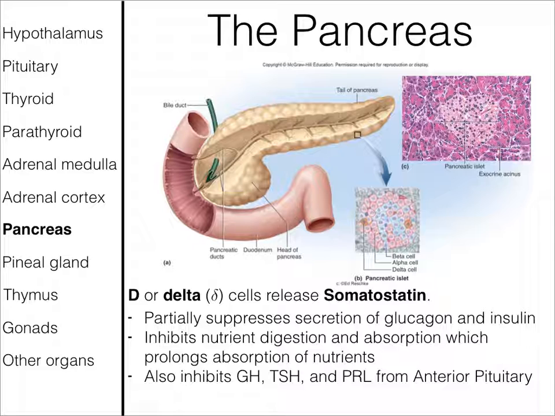The delta cells, which are fairly rare and actually difficult to distinguish, they release somatostatin. Somatostatin, you may recall, because it is also a hypothalamic hormone. Somatostatin suppresses both glucagon and insulin. It's kind of a neutralizer. It says, we are neither at a high energy nor low energy state. Just don't do anything.